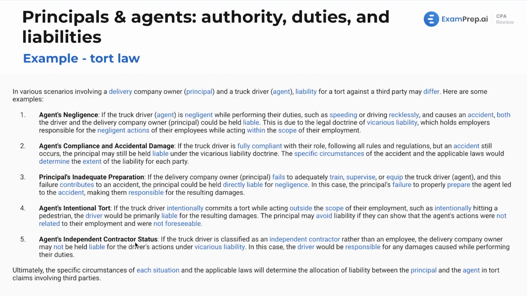Lastly, here we've got the agent's independent contractor status. I've been hinting at that. We'll see full slides about that as well. If the truck driver is classified as an independent contractor rather than an employee, the delivery company owner may not be held liable for the driver's actions under vicarious liability. In this case, the driver would be responsible for any damages caused while performing their duties.